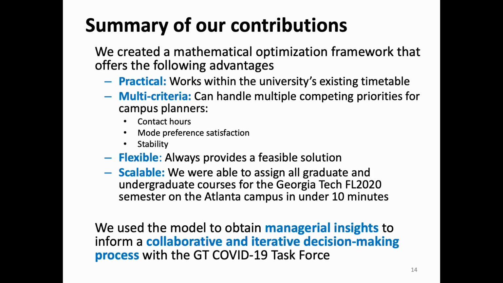So in summary, we created a mathematical optimization model to help Georgia Tech respond to sudden space scarcity on campus. Our work was practical in the sense that it works within the university's existing timetable. It was multi-criteria, handling multiple competing priorities for the campus planners. Flexible, meaning that it always provided a feasible solution. The solutions just might vary in terms of how much remote instruction is used. And scalable, meaning that we were able to assign all graduate and undergraduate courses for Georgia Tech's fall 2020 semester.